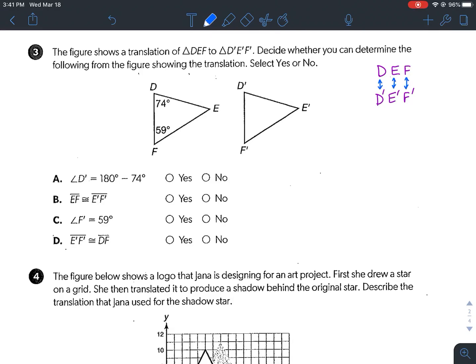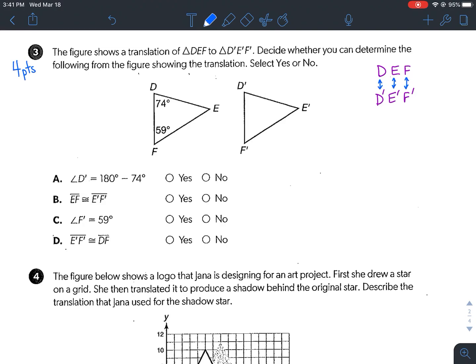Question number 3 is going to be worth 4 points. In other words, each letter is its own separate point. It says the figure shows a translation of triangle DEF to triangle D prime, E prime, F prime. Decide whether you can determine the following from the figure showing the translation. Select yes or no.